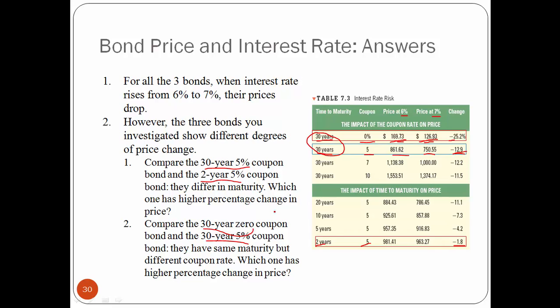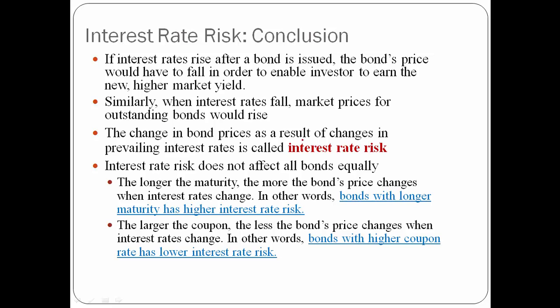So again, the conclusions we can draw from here is, first of all, there is always a negative relationship between bond price and the market interest rate, or say the discount rate. Second of all, different bonds react differently. When we look at bonds with different maturities, higher maturity, higher percentage change. When we look at bonds with different coupon rates, lower coupon rates, higher percentage change, right? So this is just what we just talked about.